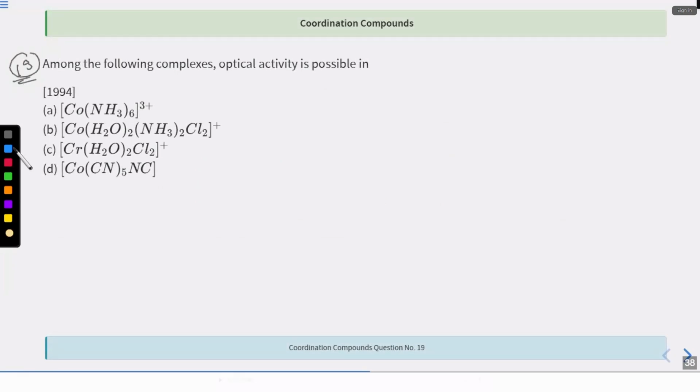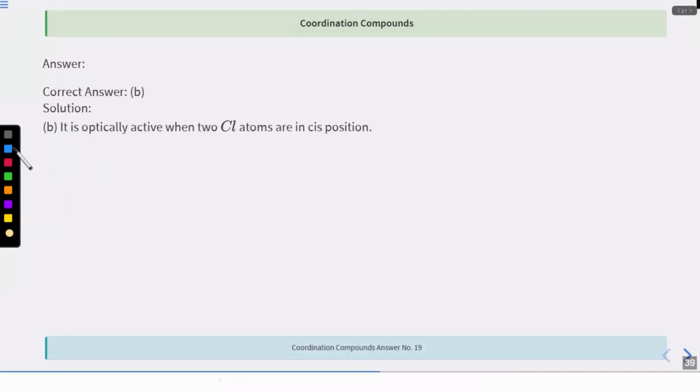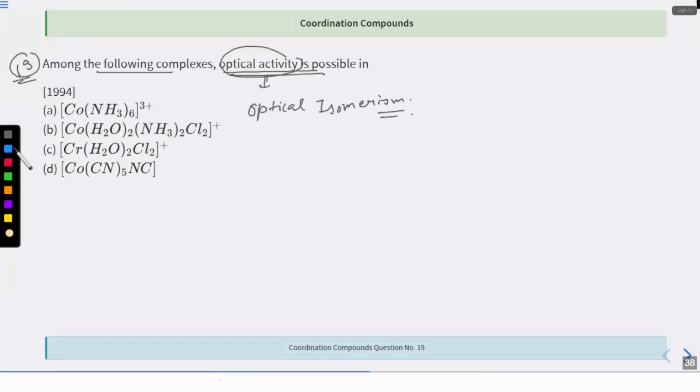It is asking me, among the following complexes, optical activity is possible in which? Optical activity means optical isomerism only. Optical isomerism. So let's see. It is saying two Cl atoms are in cis position. So basically, when I'm drawing the structure of this compound, it would be something like this: Co. Let me draw NH3 this side, NH3, NH3, then Cl and H2O.